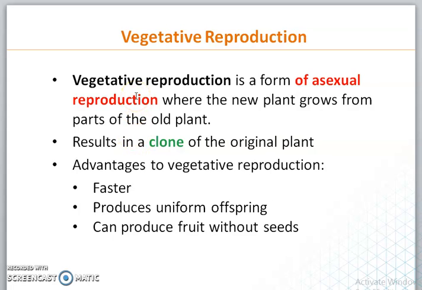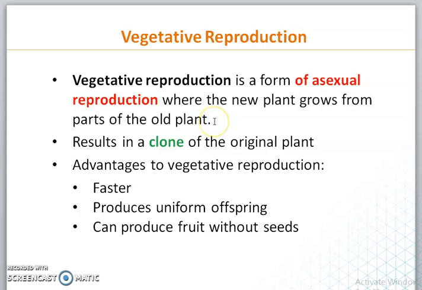At the beginning of our class, we start with providing a definition of vegetative reproduction. Vegetative reproduction is a form of asexual reproduction, like I already highlighted in red. Asexual reproduction means we do not have two different parents; instead, the new plant grows from parts of the old plant.